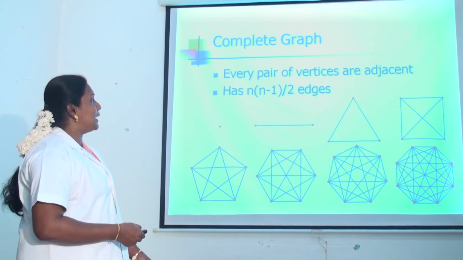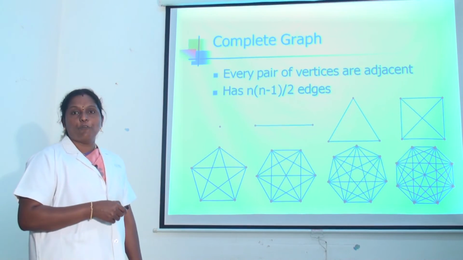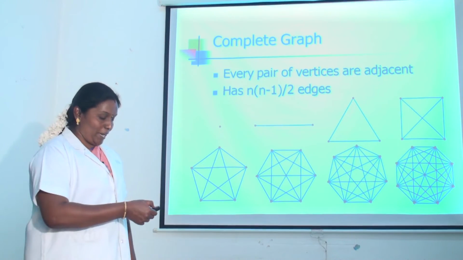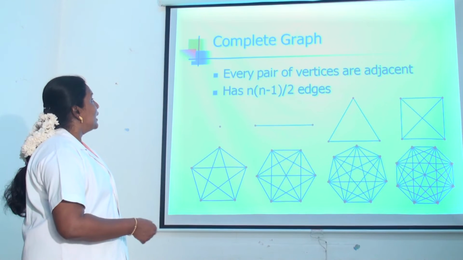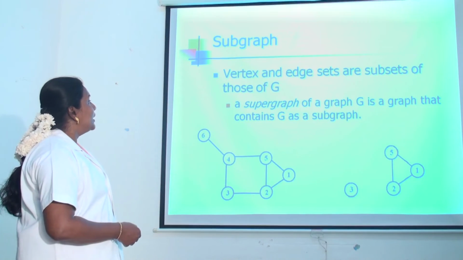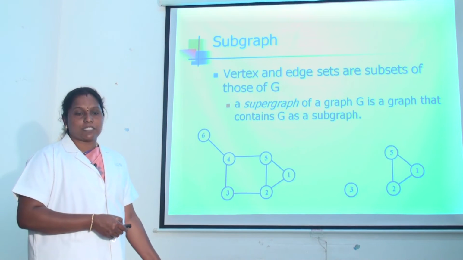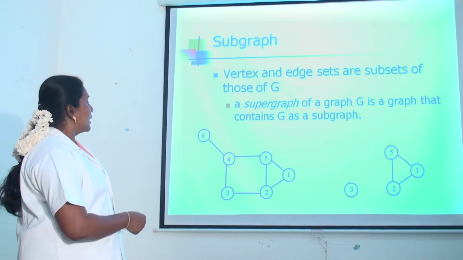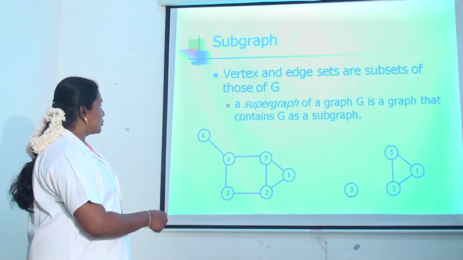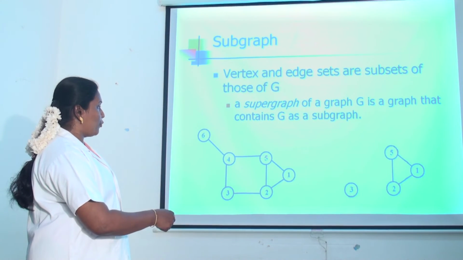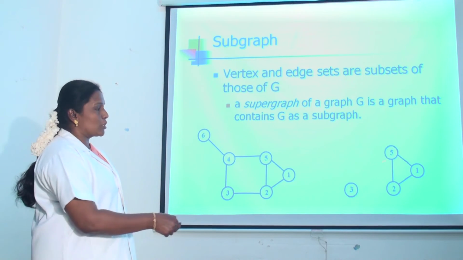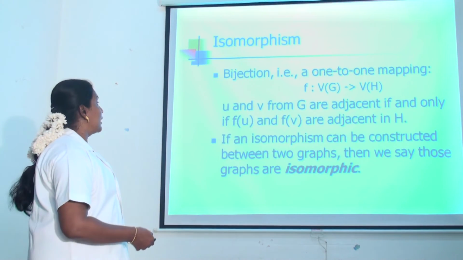The next one is a complete graph. Every pair of vertices is adjacent, and it has n(n-1)/2 edges. It is a complete graph. It is a complete bipartite graph. And then subgraph. Already we know well that subgraph. This is a given graph. We have to take some subgraphs, 3 or anything. We can take one line, 4 to 5 edge, 6 to 4 edge, or a square, or a triangle, which is a subgraph of the given graph.